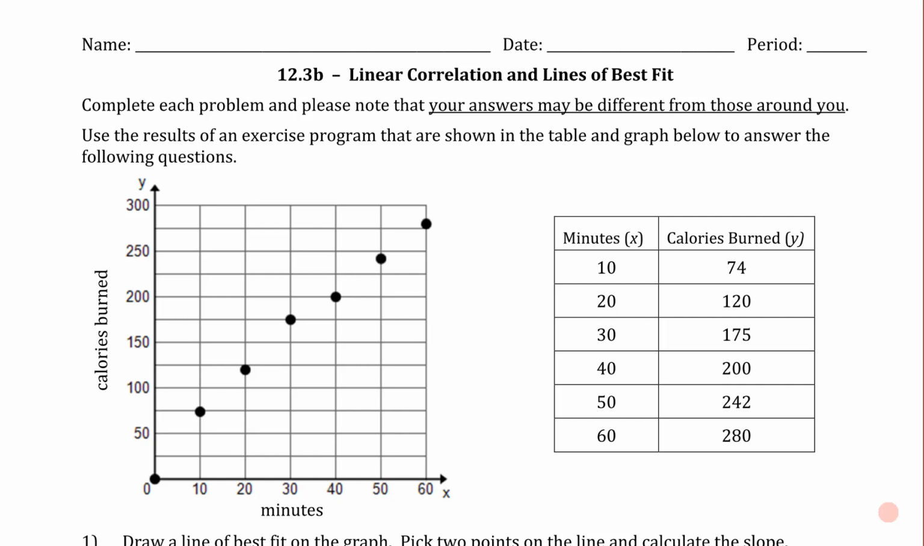All right, we're going to take a quick look at 12.3b. This is linear correlation and lines of best fit, or remember, lines of pretty good fit. It says complete each problem and please note your answers may be different from those around you, and that's because they may be using different points.